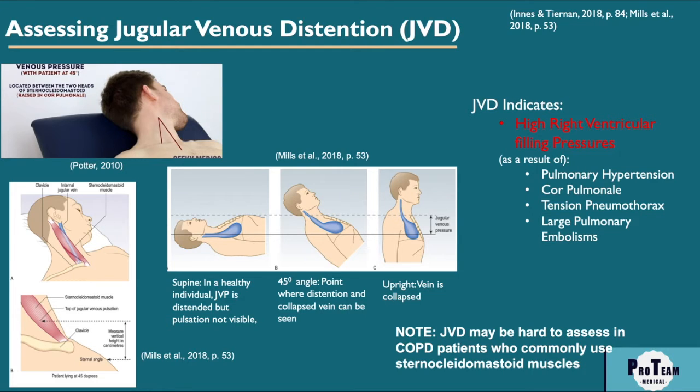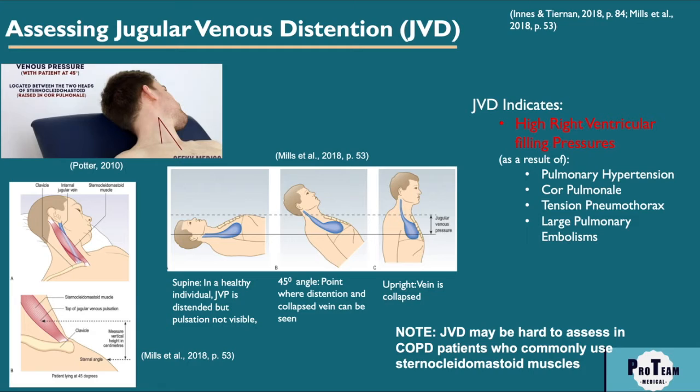To do this, you need the patient to sit at a 45-degree angle and get them to turn their head to the left. This is located between the two heads of the sternocleidomastoid. To measure for distension, measure from the sternal angle or angle of Louis to the point of the highest visible venous pulsation. In a healthy individual, the JVP should be less than or equal to 4 centimeters above the angle of Louis, where the patient is seated at a 45-degree angle.